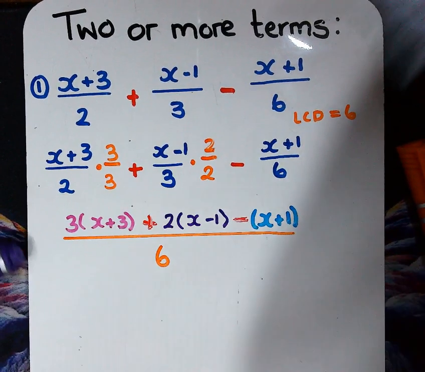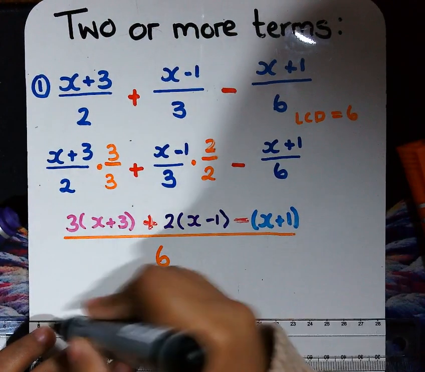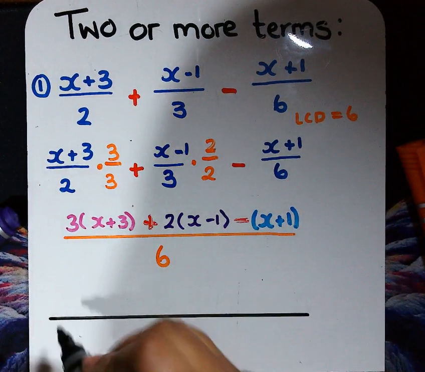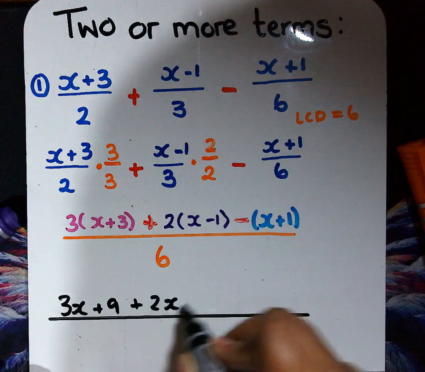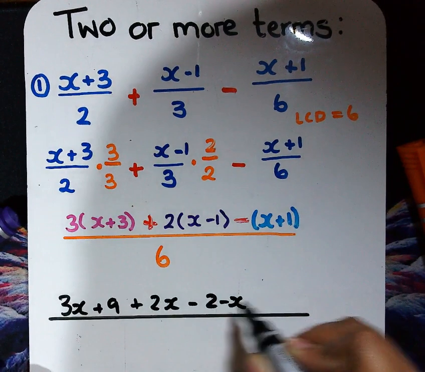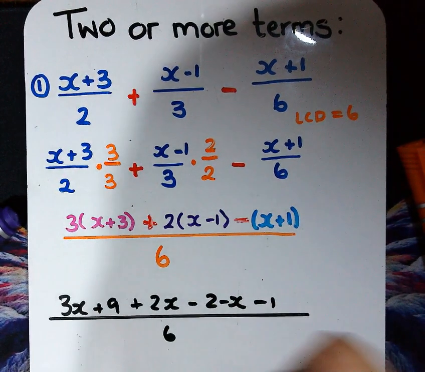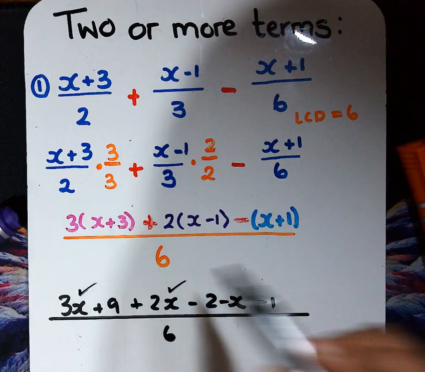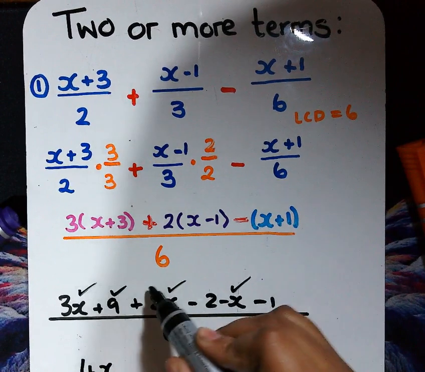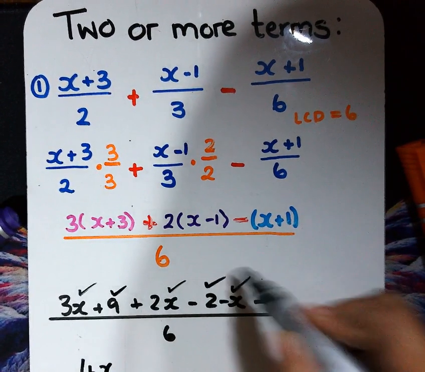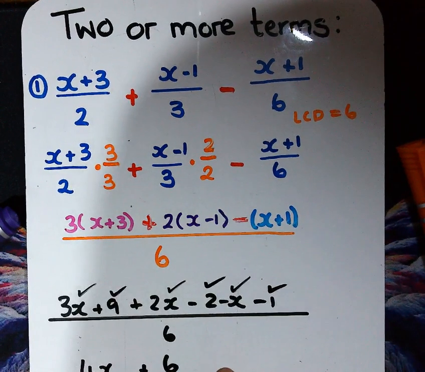And now we just continue and solve the rest of the sum in black ink. So we go as follows. We get 3x plus 9 plus 2x minus 2 minus x minus 1 all over 6. We simplify that as much as we can. We see like terms. 3x plus 2x is 5x minus x is 4x. 9 minus 2 is 7 minus 1 is 6. So that is positive 6 all over 6.